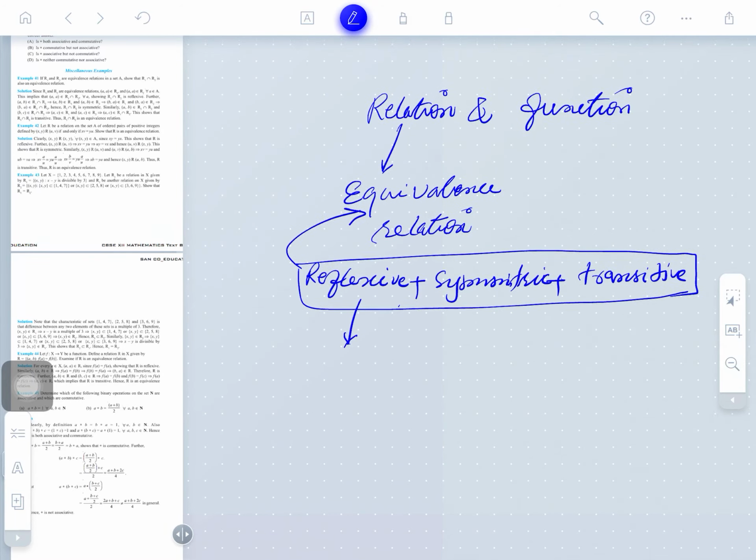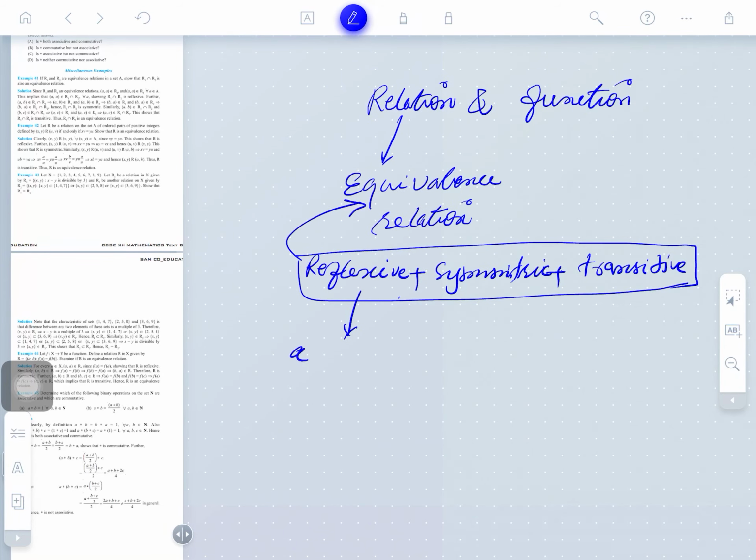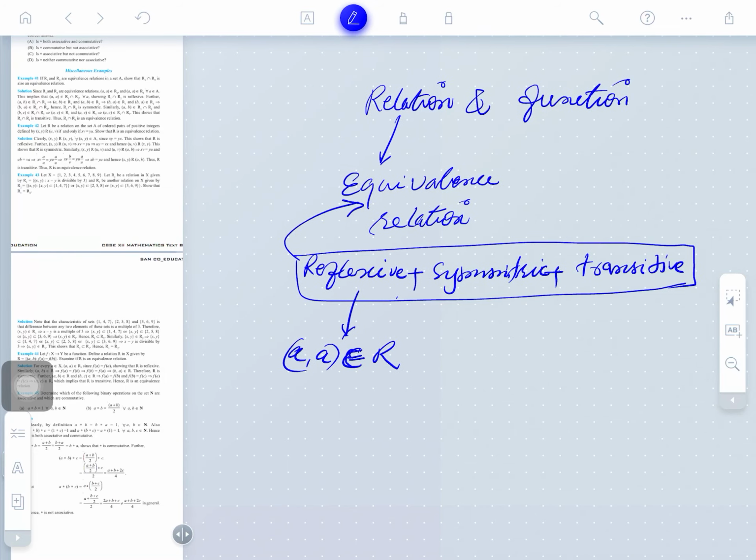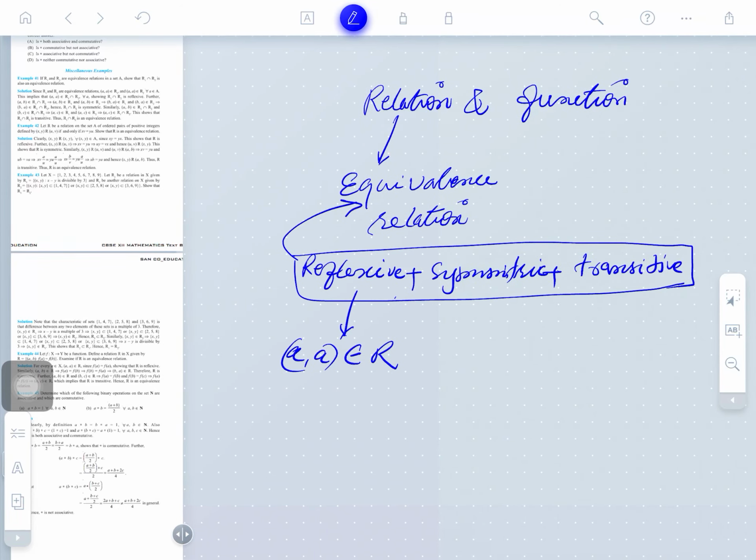Do you remember? Reflexive means if (a, a) belongs to R, then this is said to be reflexive. And if (a, b) belongs to R and (b, a) belongs to R, then it is called symmetric.